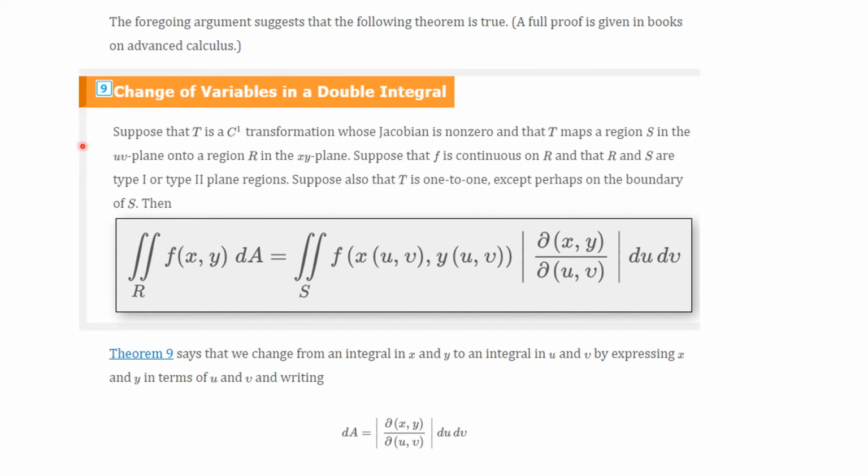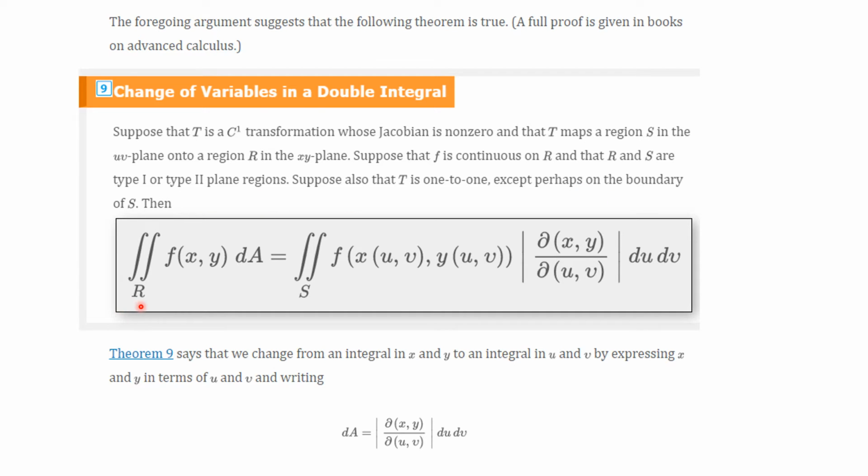At the conclusion of the previous lecture, we introduced this theorem, which I'm going to start this lecture with. Suppose T is a C1 transformation whose Jacobian is non-zero, and that T maps a region S in the UV plane onto a region R in the XY plane. Suppose that f is continuous on R and that R and S are either type 1 or type 2 plane regions. Suppose also that T is 1-to-1, meaning the inverse exists, except perhaps on the boundary of S.